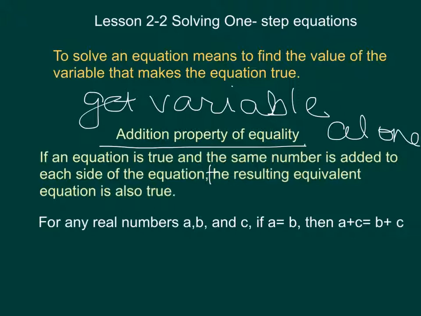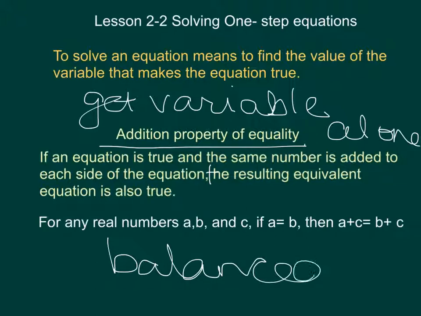So what this means is that whatever is on one side of the equation has to be equal to the other side. It has to be balanced, which is a word I often use with equations, so you may hear it. It must be balanced. It's like a scale. Whatever's on one side has to be on the other.